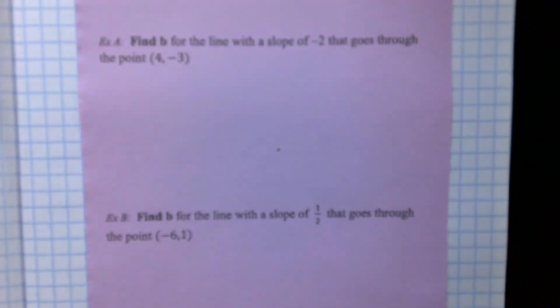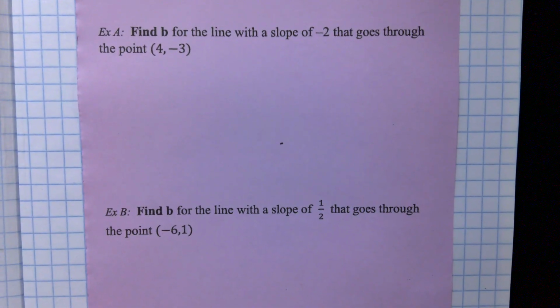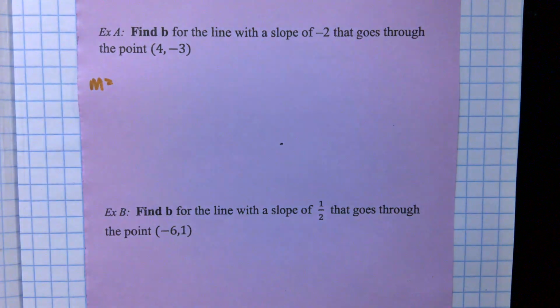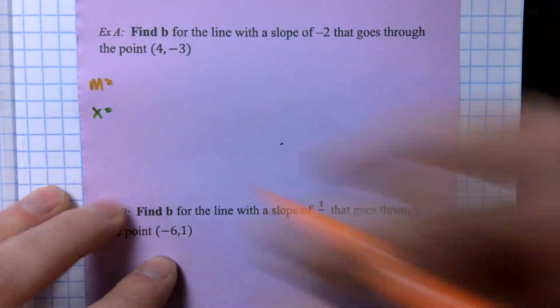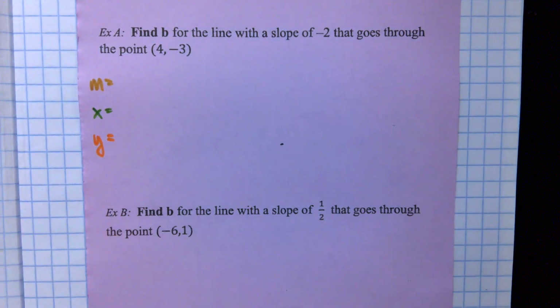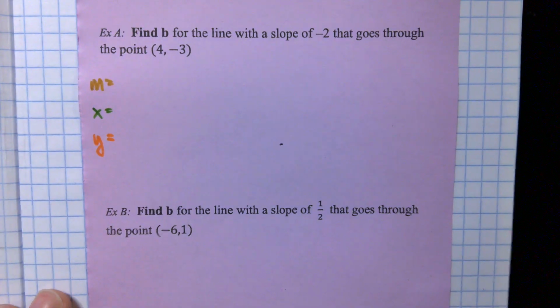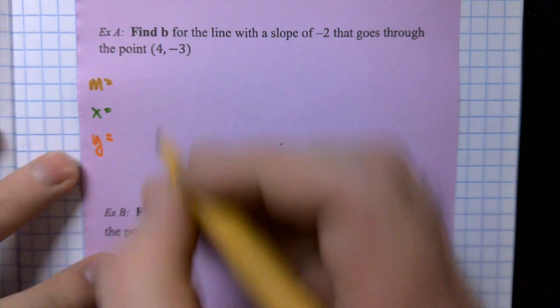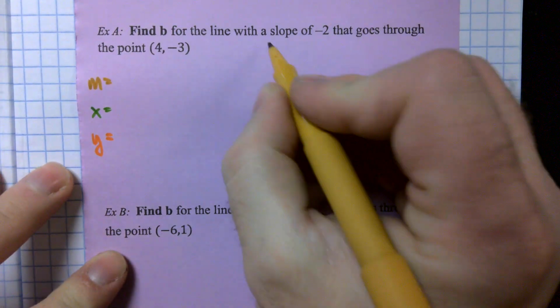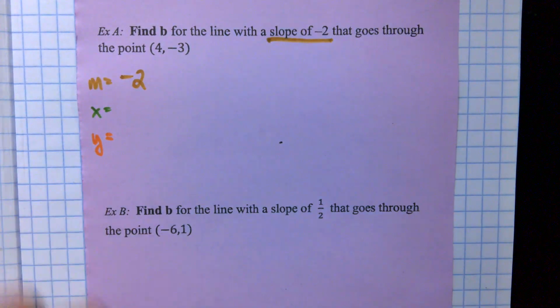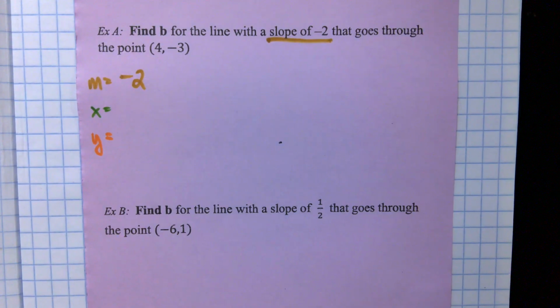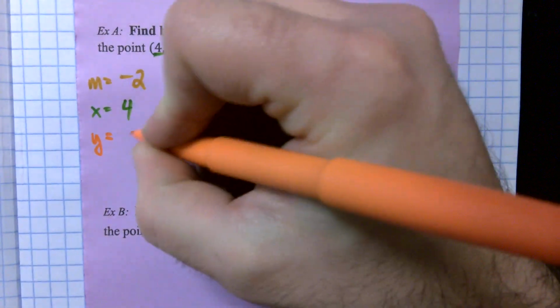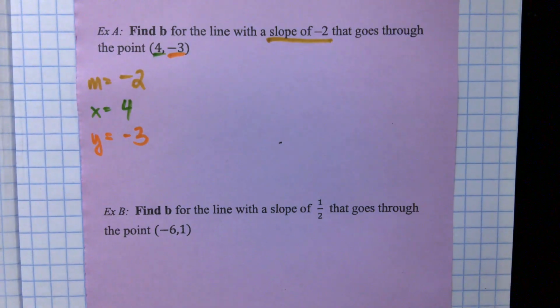We're going to find B for the line with a slope of negative 2 that goes through the point 4, negative 3. First thing I want to do is identify what my 3 puzzle pieces are. I have an M, an X, and a Y. What's my M going to be equal to here? Negative 2. My slope is M, so M is negative 2. What's my X going to be equal to? 4. And what's my Y? Negative 3. Nice and easy. Now I know what my 3 puzzle pieces are.